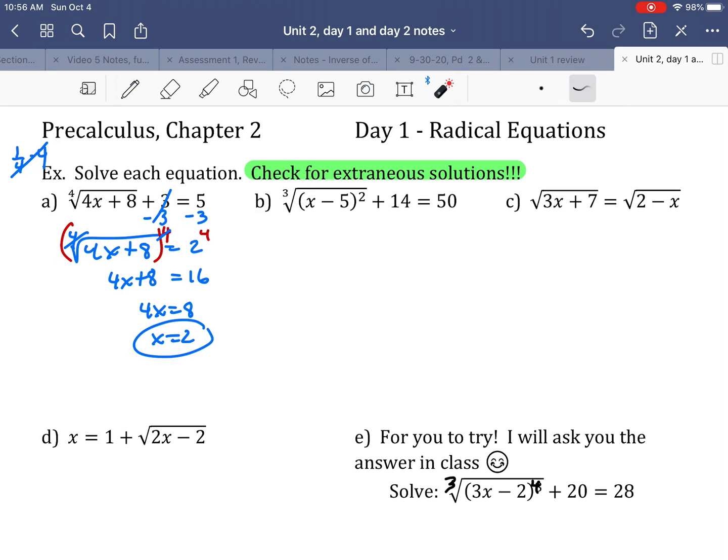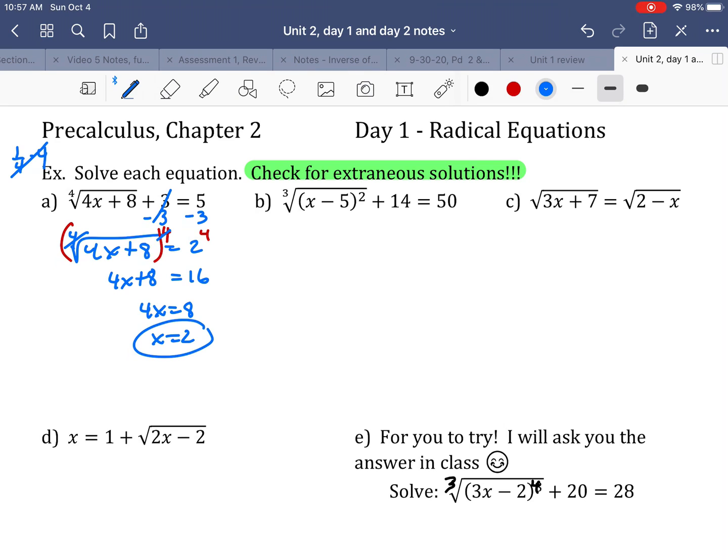So to check for extraneous solutions, you should just mentally think through if 2 is my answer. So that'd be 4 times 2 is 8, 8 plus 8 is 16. Well, the fourth root of 16 is 2, and 2 plus 3 is 5, so it works. All right, and the extraneous solutions don't happen often. What happens is that if you mentally check it and it's not correct, then you just got a fake answer. That's what extraneous solutions mean. So sometimes with these radicals that happens.